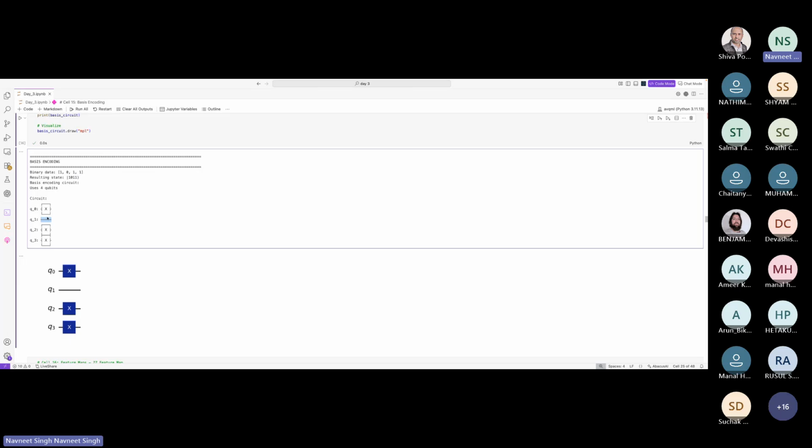0 is mapped to the basis state 0. 1 is mapped to the basis state 1. Basically it is a one-to-one mapping, in other words.